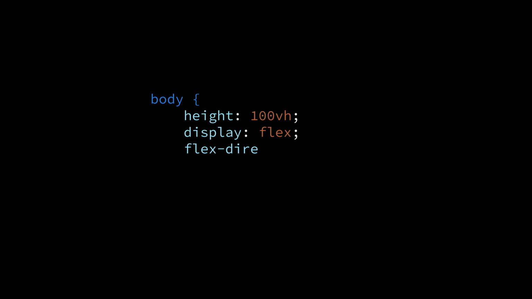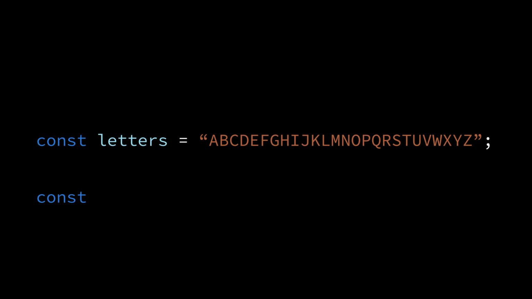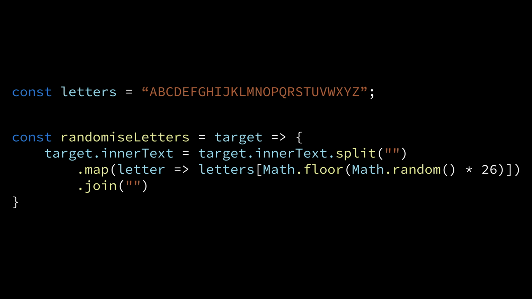Let's bring that back. I'll make the body always fill the screen and flex myself back to the center of attention. There we go. Now this is cool, but it still doesn't look very hacker-ish. I want to randomize all the letters, so let's put those in a string and create a function that takes an element, splits up the letters, randomizes them, and joins them back together.